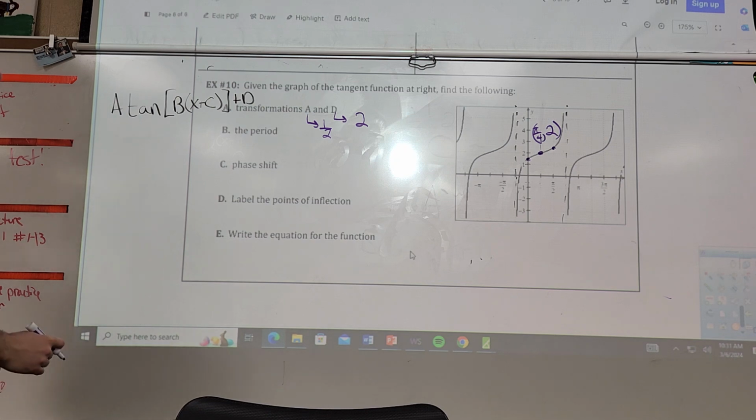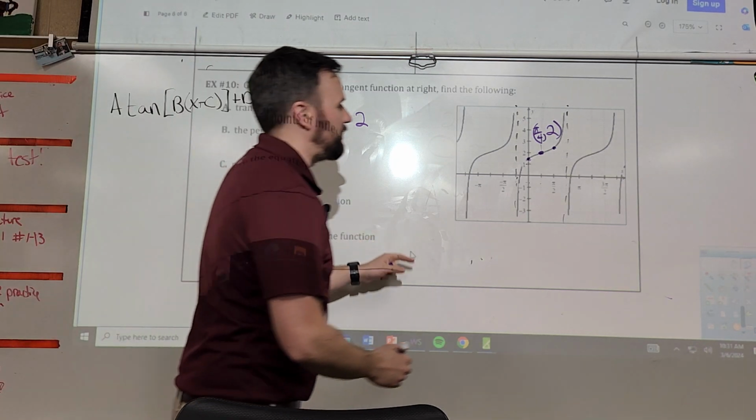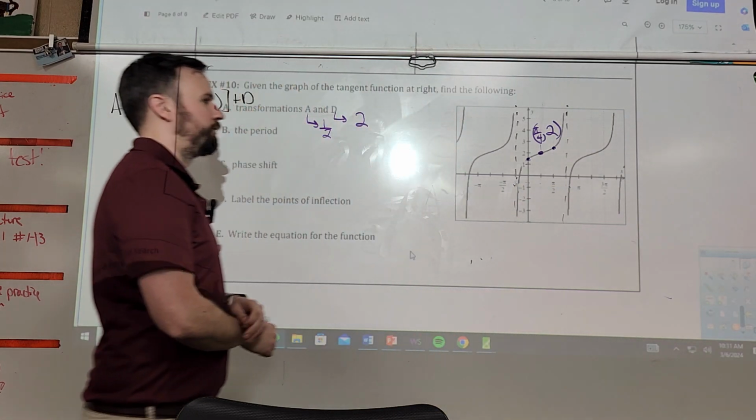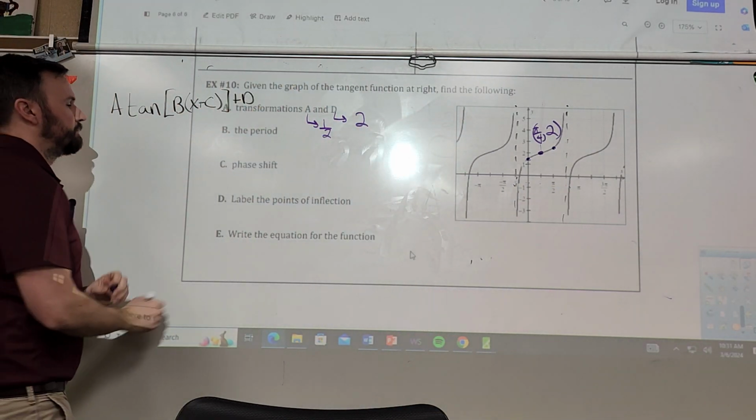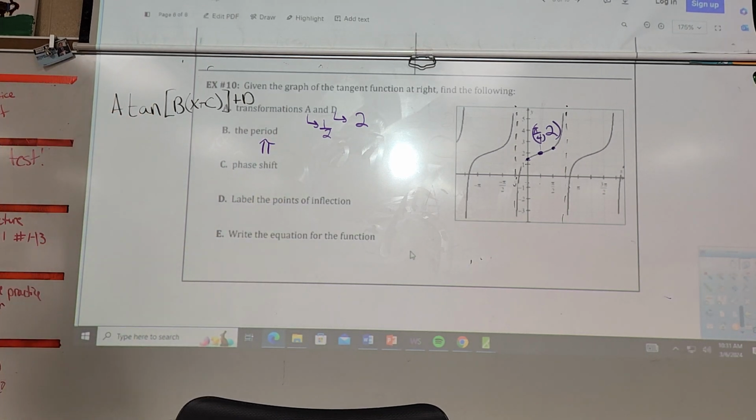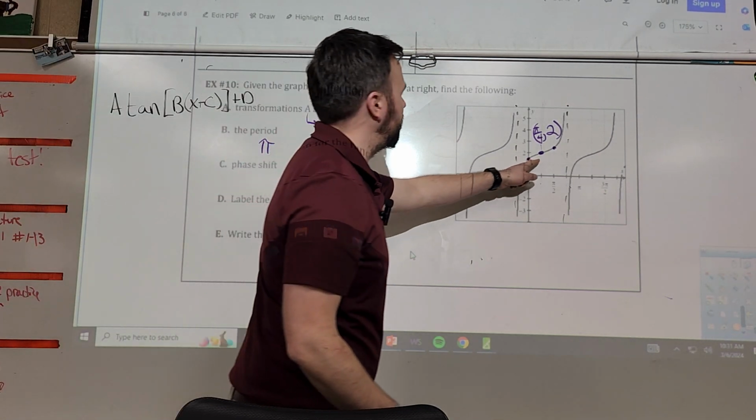All right. So what's my period on this beast? I go from pi over 4 to 3 pi over 4. So how big is that? Pi. Could you also count your zeros?